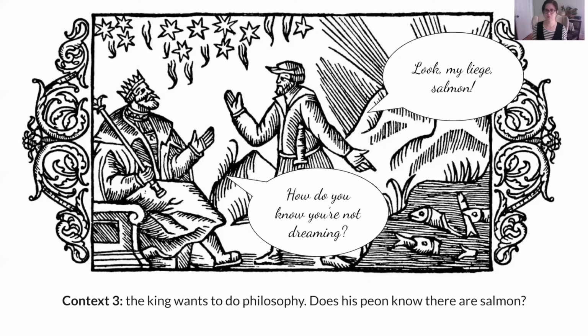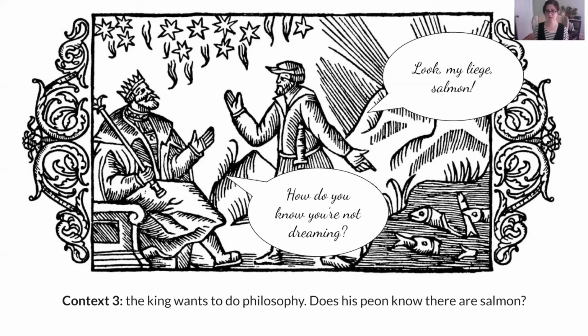And so when the peon says, look, there are salmon, the king asks him, how do you know you're not dreaming? How are you so sure there are salmon there? And not that you're just imagining them, not that you're just dreaming of salmon. So in this conversational context, says the contextualist, the standards are so high that actually the knowledge attribution we were giving to the peon earlier doesn't seem true in this context. In this context, the peon doesn't know that there are salmon.